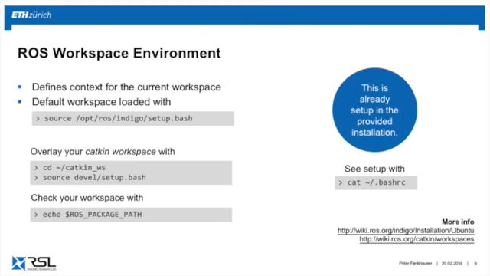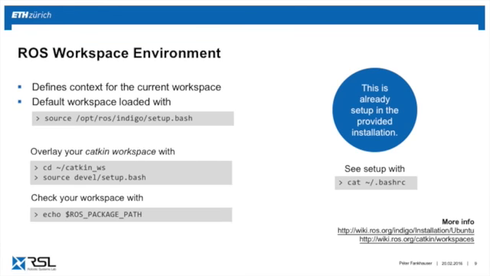So one important element that you'll see is the ROS Workspace Environment. This defines the context of where you're working in the ROS environment. There's a standard environment when you install it, which is loaded if you type in this command, which loads the ROS version and then the environment that you need. And importantly, you can overlay these environments.